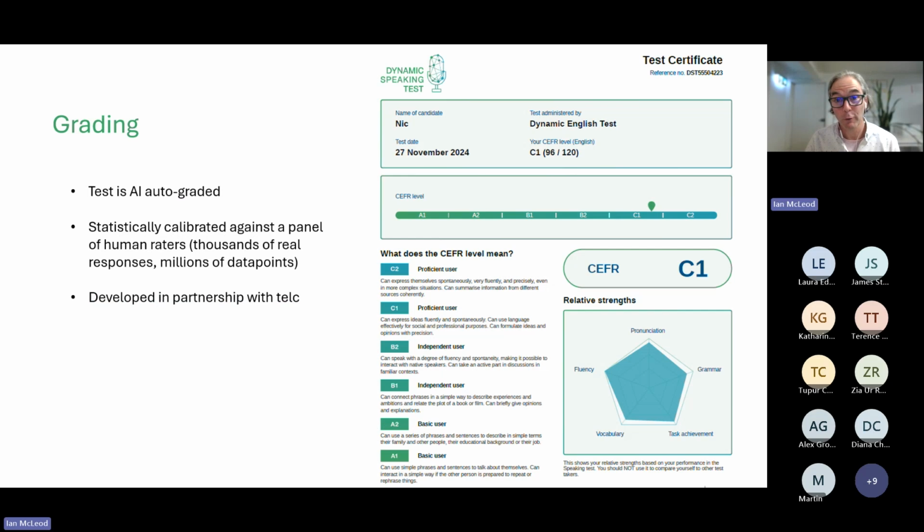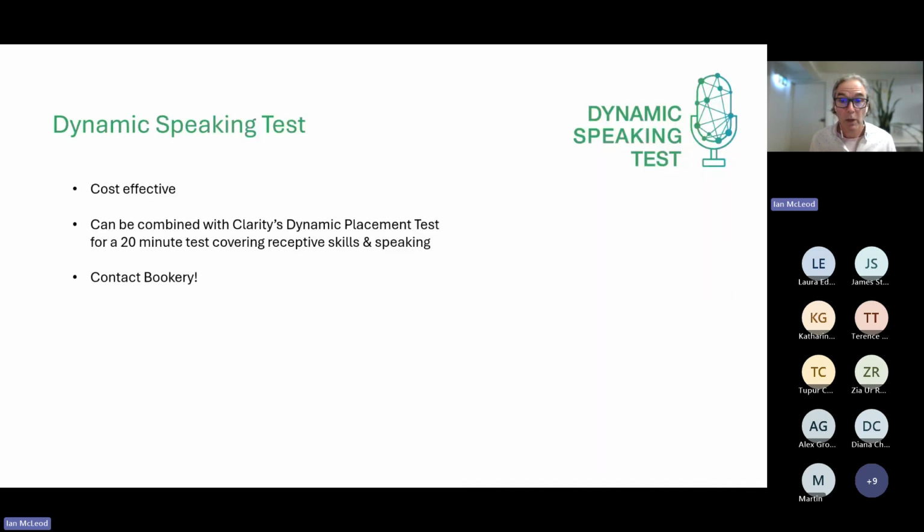In terms of grading, it's auto-graded, so the results come through very quickly indeed. Martin and Laura, to some degree, touch on this as well. It's statistically calibrated against a very large number of human raters and millions of data points, so the accuracy is quite high, and it has been developed in partnership with TELC, the European testing experts, who I imagine many of you are quite familiar with. So it's a very cost-effective placement test if you're looking to bring speaking into your placement testing practices in a more automated fashion.